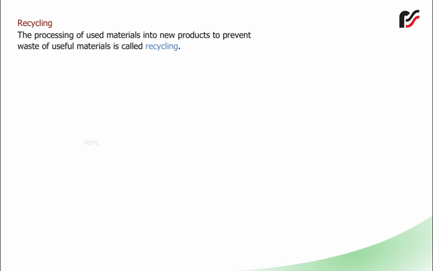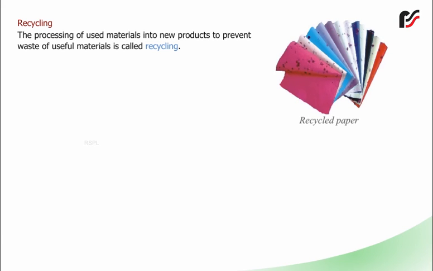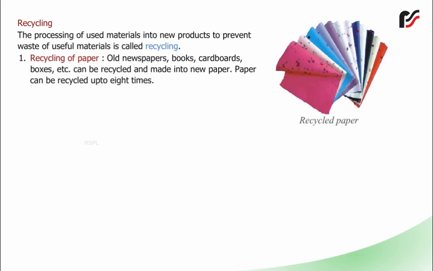Recycling. The processing of used materials into new products to prevent waste of useful materials is called recycling. 1. Recycling of paper. Old newspapers, books, cardboards, boxes, etc. can be recycled and made into new paper. Paper can be recycled up to 8 times.